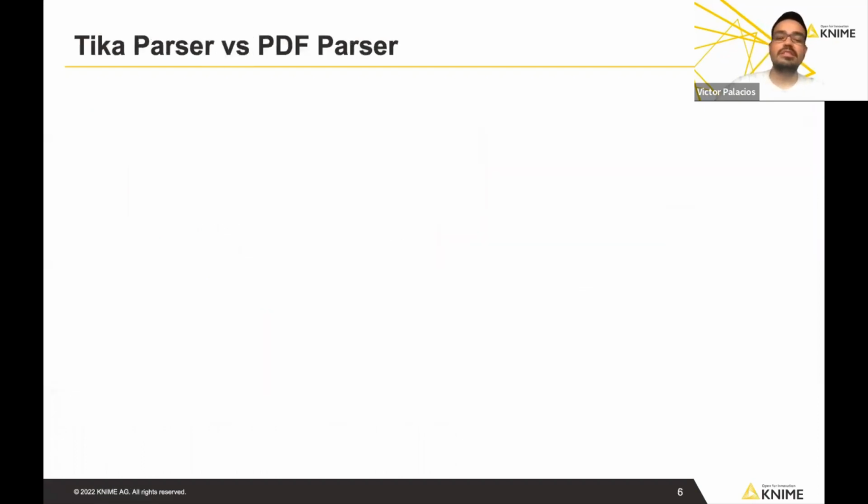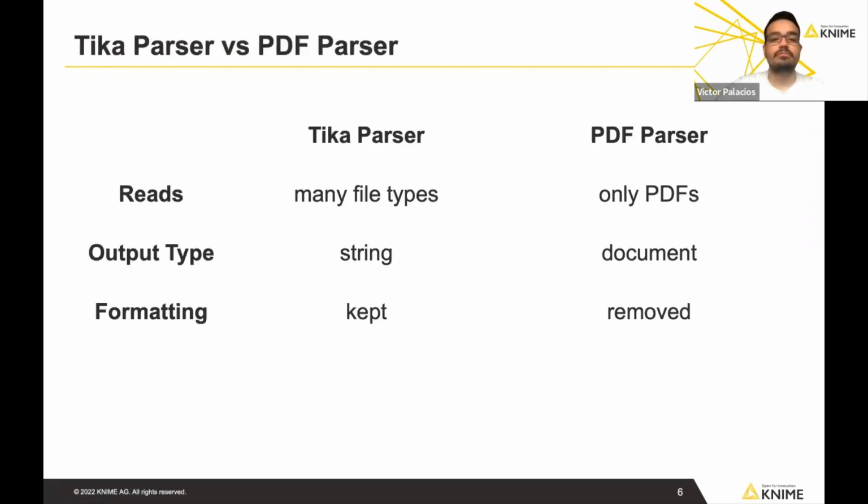Now, the Tika Parser versus the PDF parser, let's look at the differences now that we've discussed these two nodes. As we mentioned before, the Tika Parser allows us to read multiple types of files, not just PDFs, so it's more versatile in that way. As well, the output will be a string type versus the PDF's document type. And the formatting is going to be kept in the Tika Parser, but lost in the PDF parser. This can be on purpose if you need to, for instance, remove it, but you don't want to do it yourself, then maybe the PDF parser would be better.